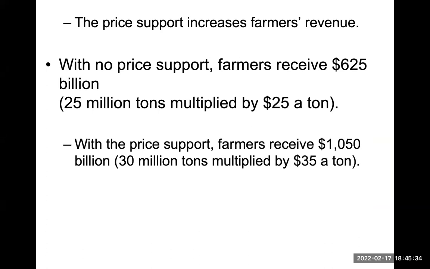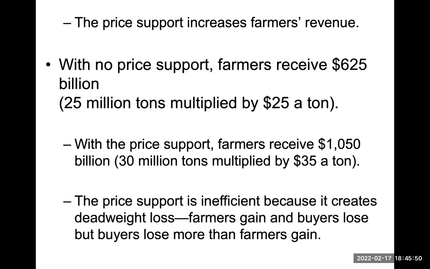With the price support, farmers would receive 1,050 billion. So that's 30 multiplied by 35, right? This is 1,050. And secondly, the price support is inefficient because it creates deadweight loss, which means the farmers would gain and the buyers would lose.